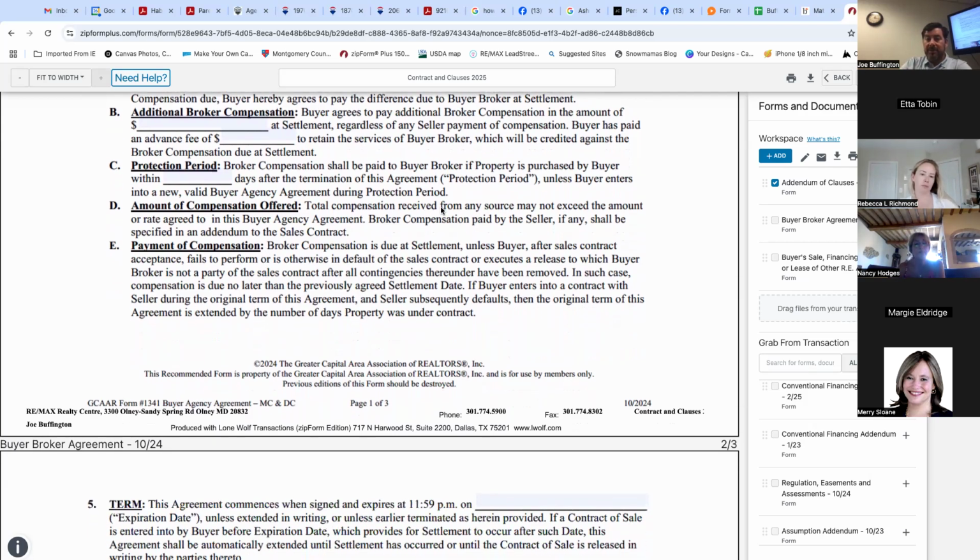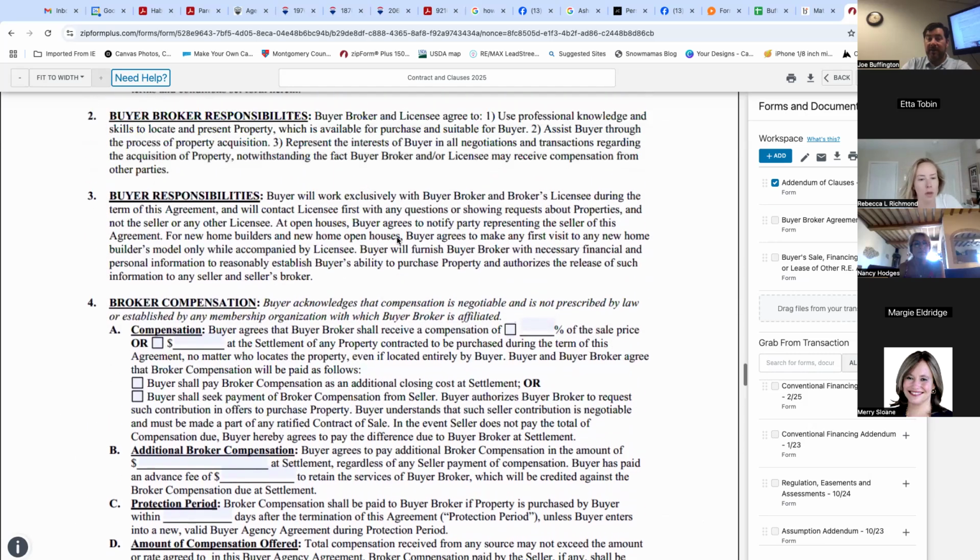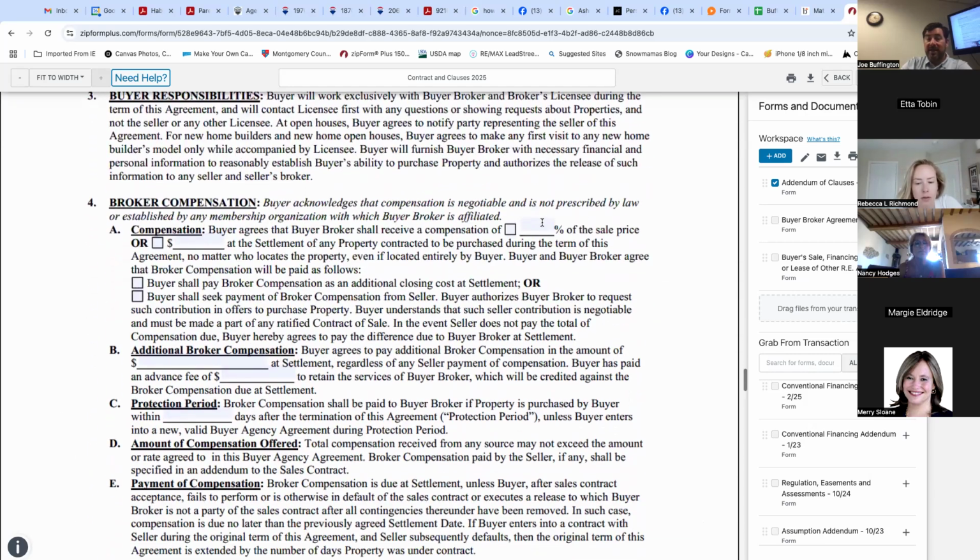Amount of compensation offered, the total compensation received from any source may not exceed the amount or rate agreed to above. So if this says 2.5% and the seller's offering 3% plus a bonus of $10,000, the only thing you can accept is 2.5%. You can go to your buyer and say, hey, they're offering this. Can I accept it? Yeah, they can modify it. But if you're representing their interest, probably the second thing you should also say is you can do that, but we can also try to negotiate it so that you get the full amount as well. What do you want to do?